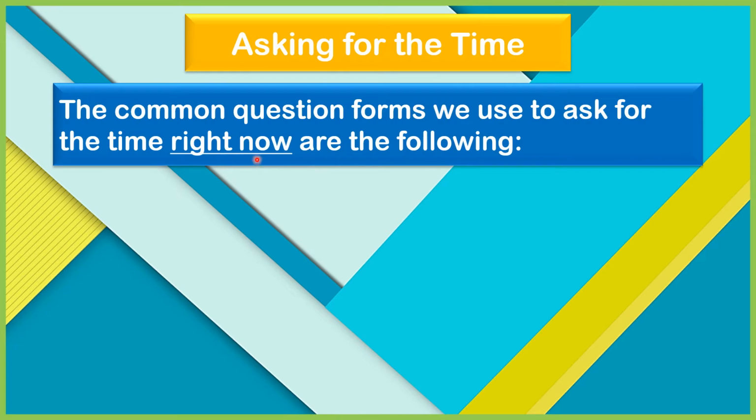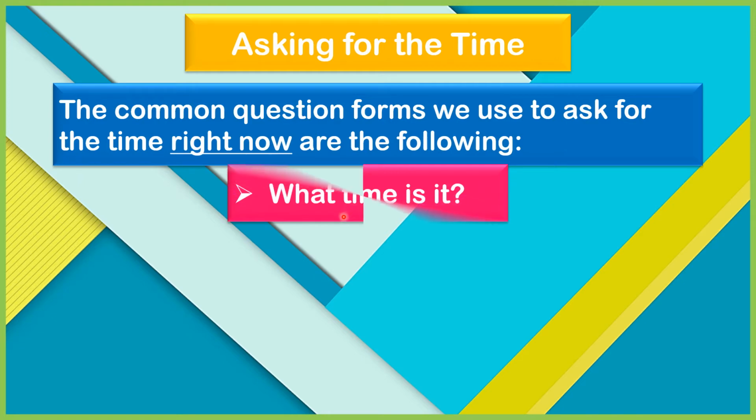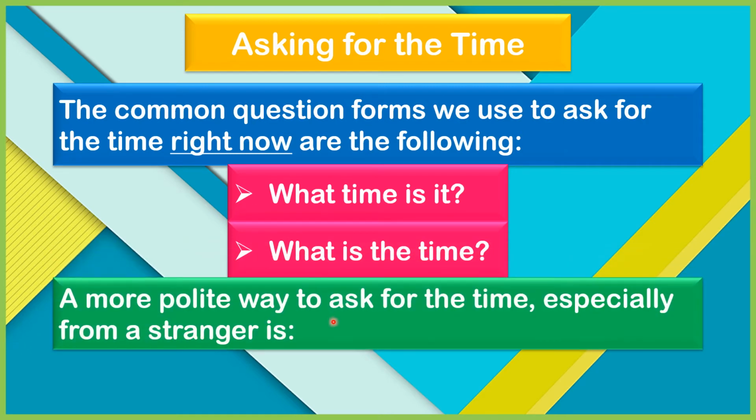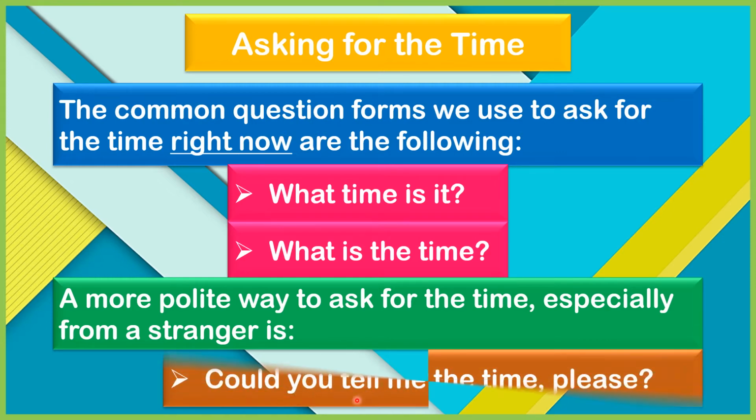When we are going to ask for the time right now, we use two common question forms, such as, what time is it? Or, what is the time? If we are going to ask for the time, especially from a stranger, the more polite way to say is, could you tell me the time, please?